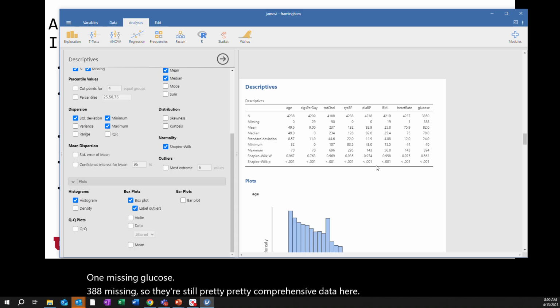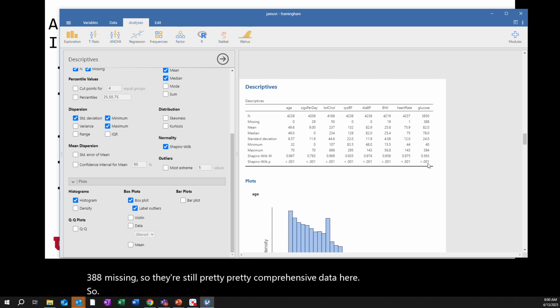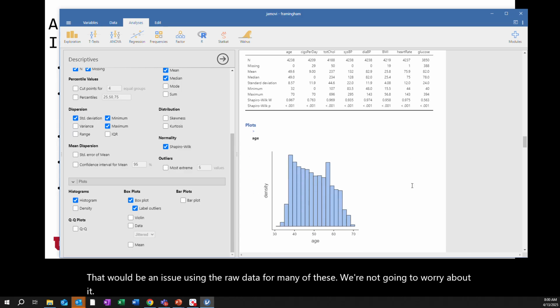So you see most of these are not normally distributed. So that would be an issue using the raw data for many of these. We're not going to worry about it. Let's just see what the box plots look like.